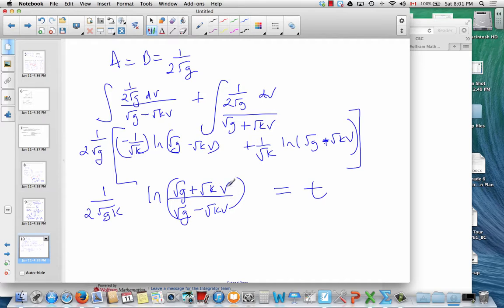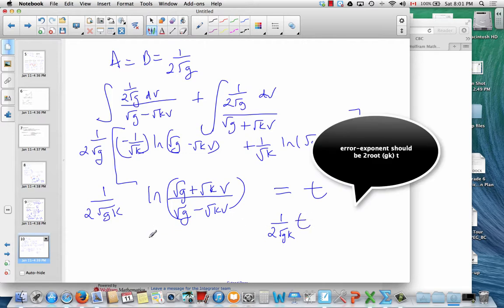Well, that's a little algebra challenge. You're going to cross multiply this part, obviously. And you're going to exponentiate both sides. And you now just want to solve this for velocity. Now you're going to have to cross multiply, gather like terms, factor, and then divide. But eventually you can solve for velocity as a function of time here.